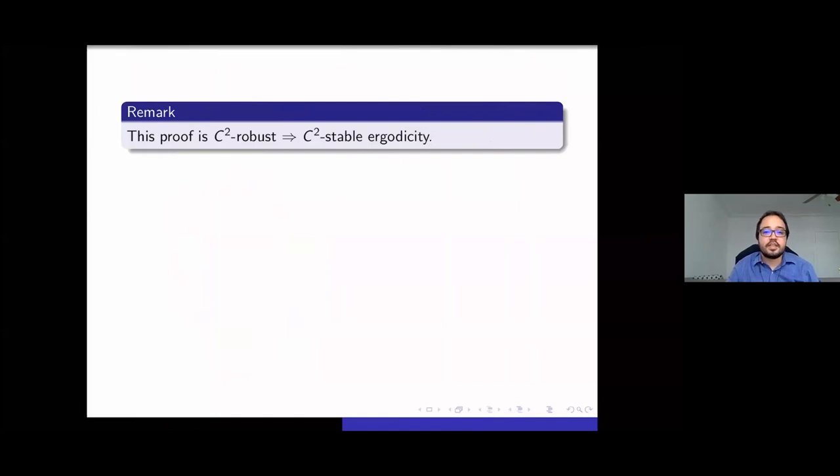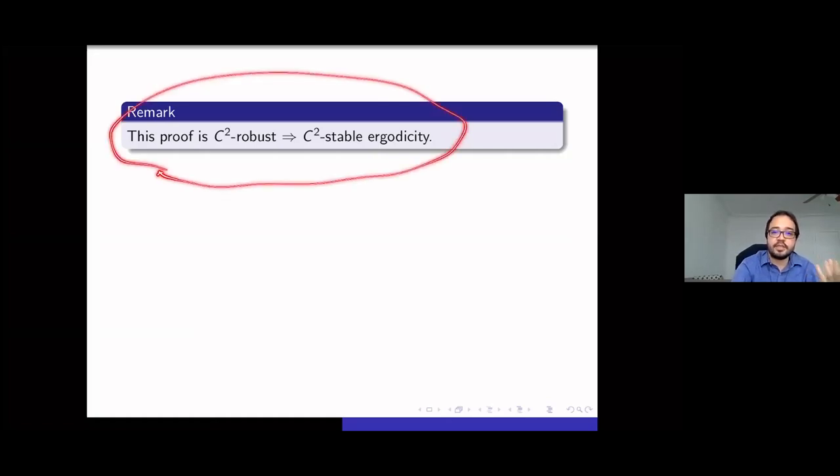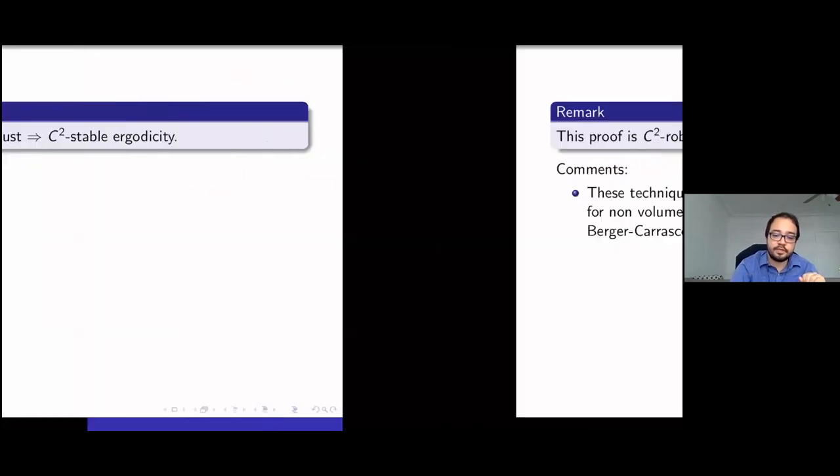Okay. So you work a lot to prove this thing for the example itself. And then you follow the proof and you realize that everything that happened in the proof is actually C2 robust, with some justification, of course, but it's C2 robust. So this actually implies that the system is C2 stably ergodic. You can actually say more. You can say that it's Bernoulli, but ergodicity at this point is enough.